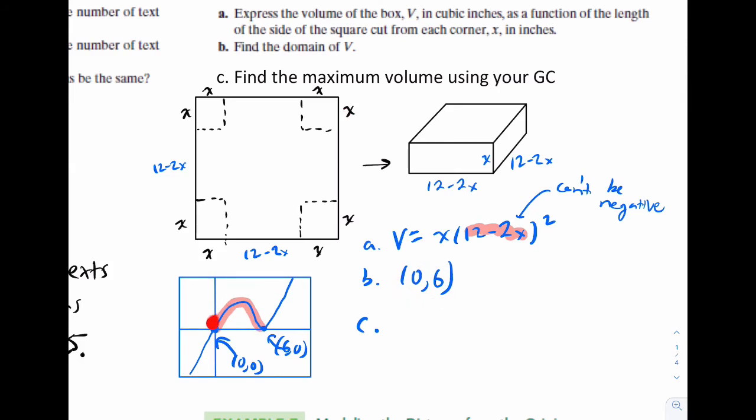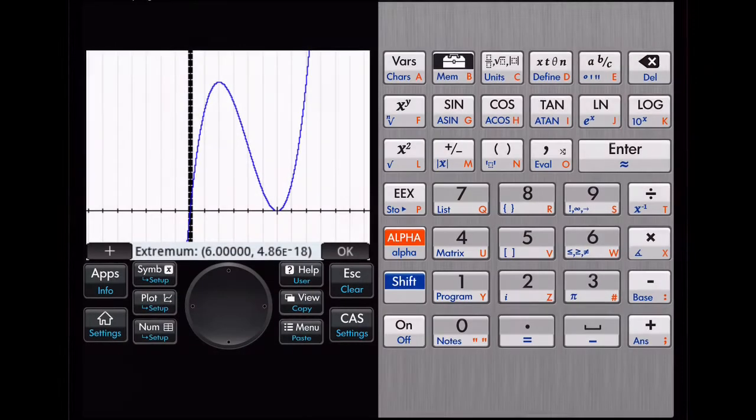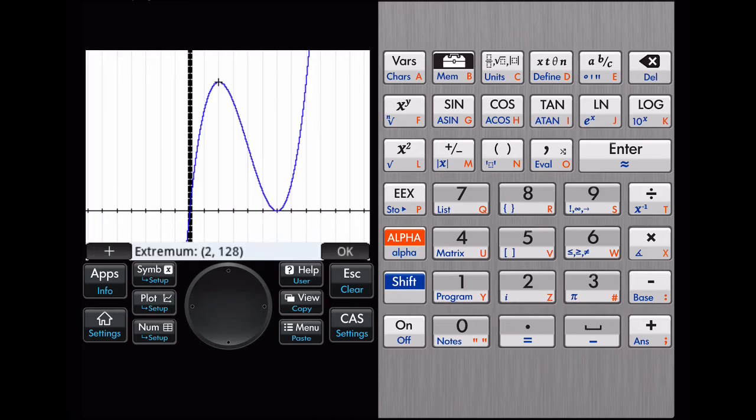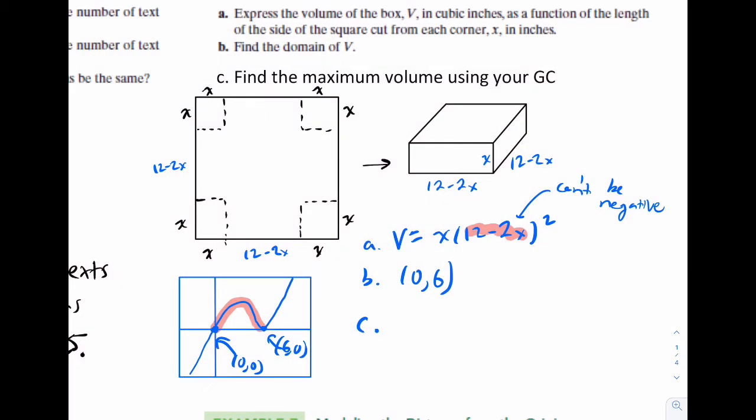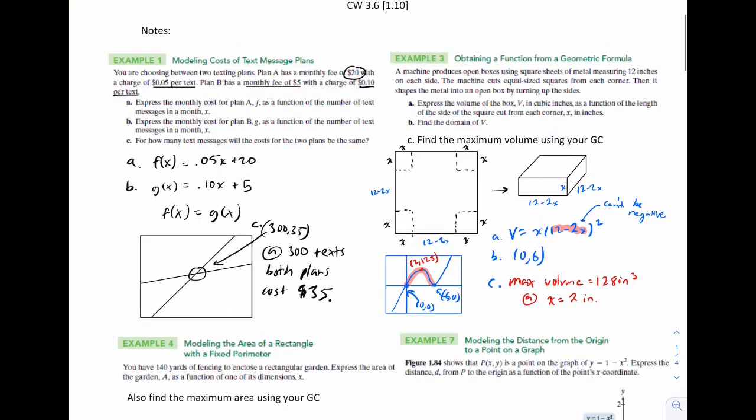So that's not too bad. Now if our domain is just this part, that means we can find the max by simply finding the extremum right there. So let's go back to the graph. Function extremum, 2, 128. So that point right there is 2, 128, which means the max volume equals 128 inches cubed. And that happens when x is equal to 2 inches. Okay, so there's our first two.